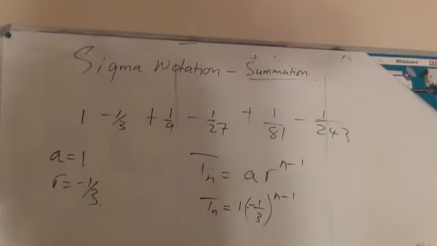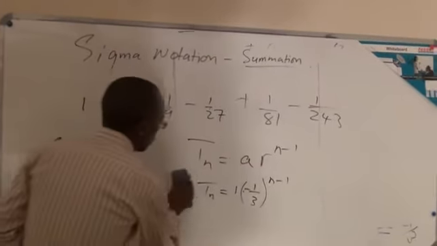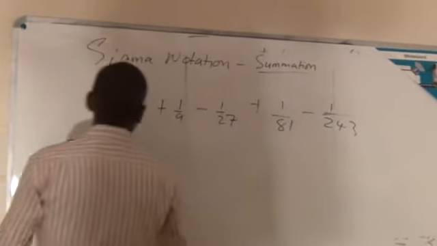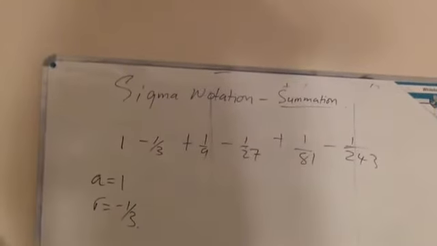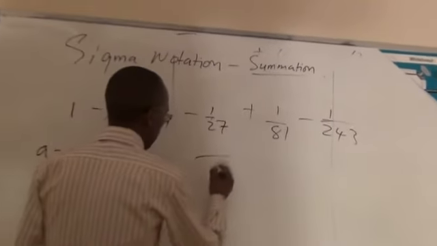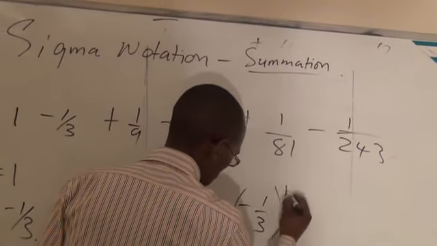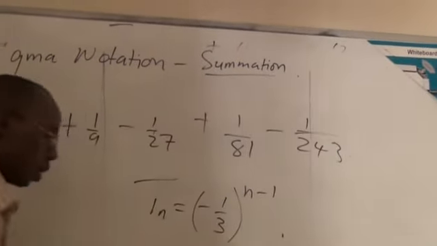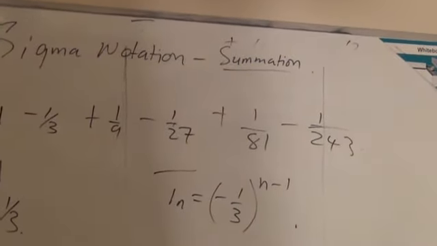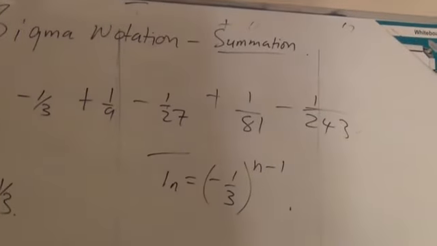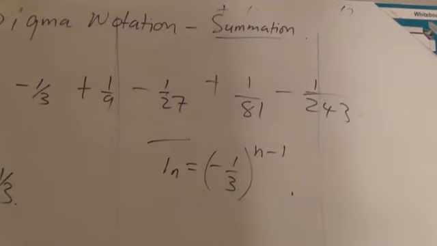So we can rewrite this uniquely as Tn is equal to minus 1 over 3 in brackets to the power n minus 1. Let's think about something here. Very interesting, very nice.